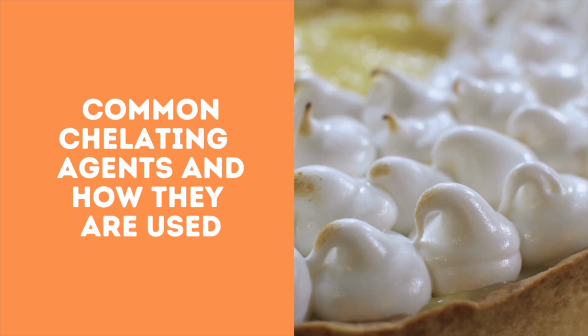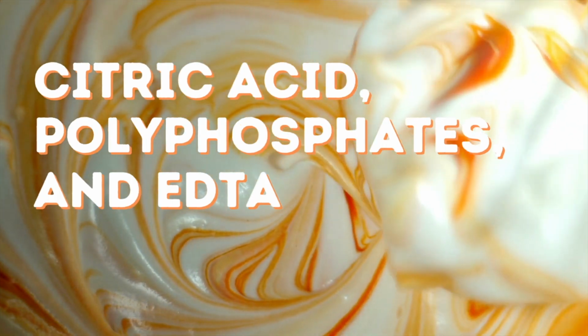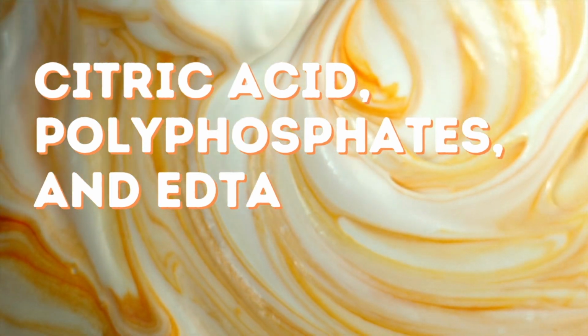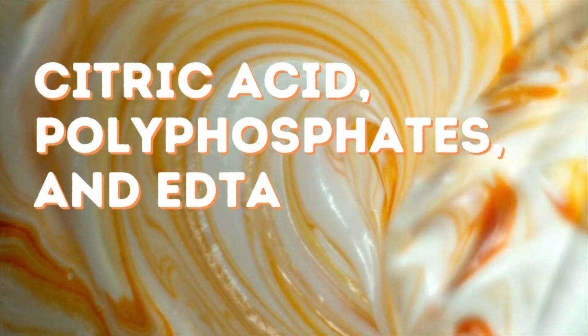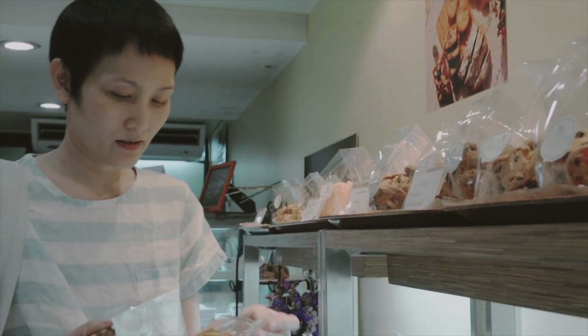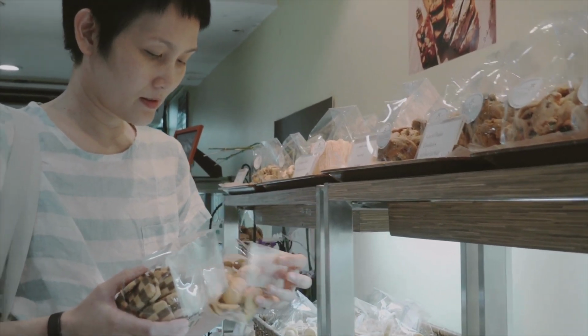Here are some common chelating agents and how they are used. Citric acid, polyphosphates, and EDTA can be used to improve the whipping properties of angel food cakes and meringues. Also, these artificial preservatives can be used to control the reaction of trace metals with food components, as well as to prevent the deterioration of color and oxidation. Although citric acid is compatible with the clean label trend, polyphosphates and EDTA are not.